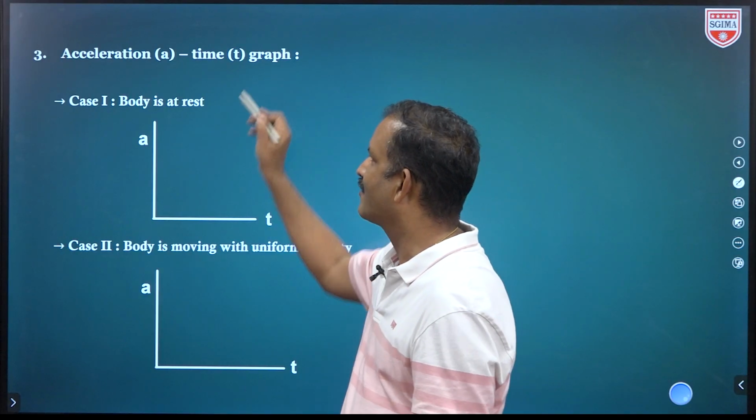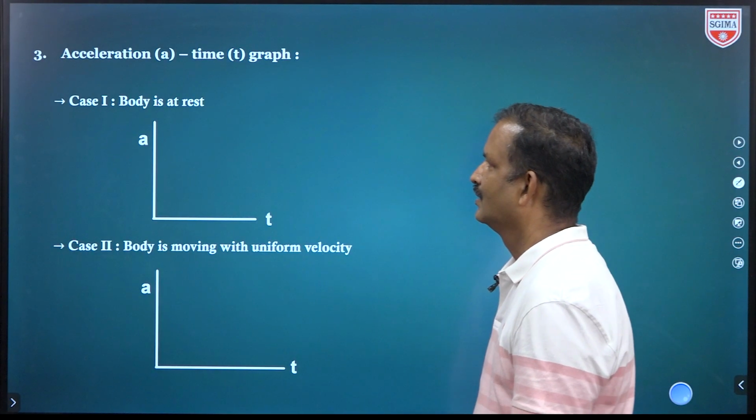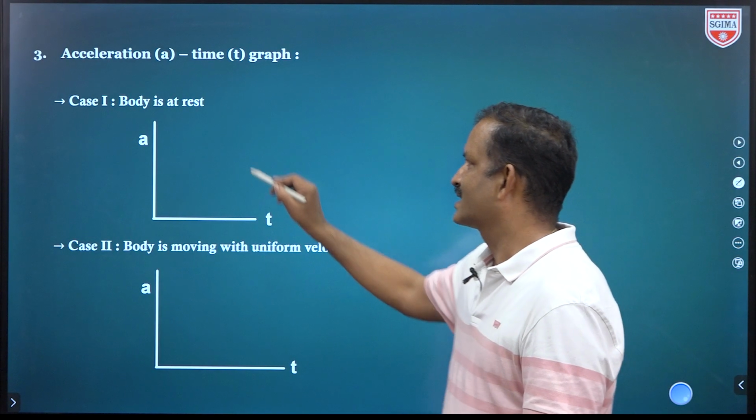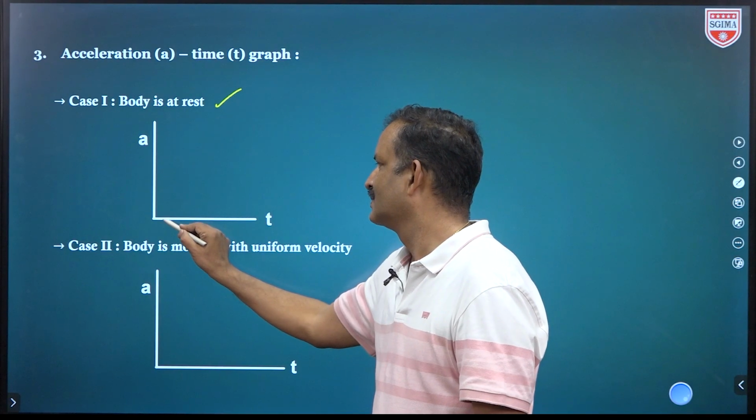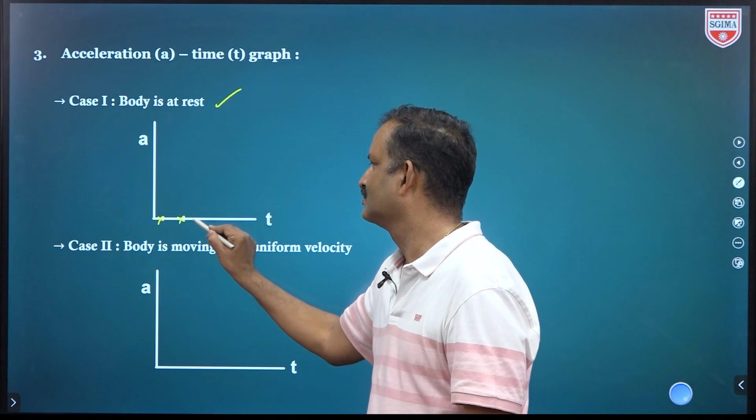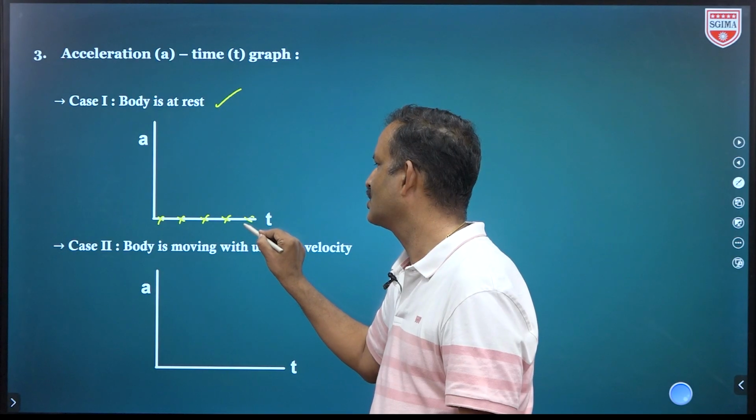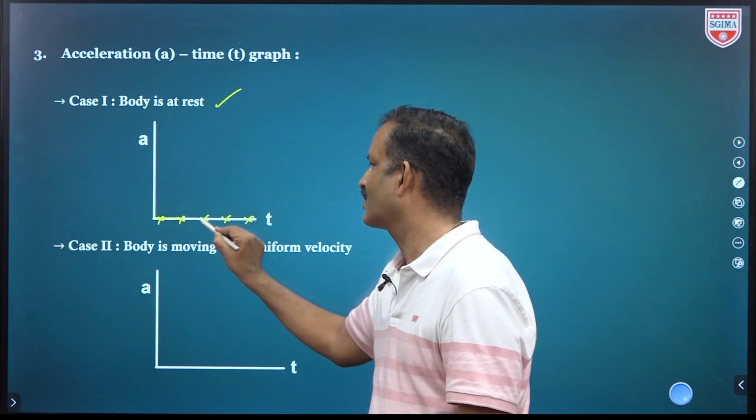Acceleration time graph. Body is at rest. Acceleration is 0. At any time, acceleration is 0. So, the acceleration time graph comes in this way.